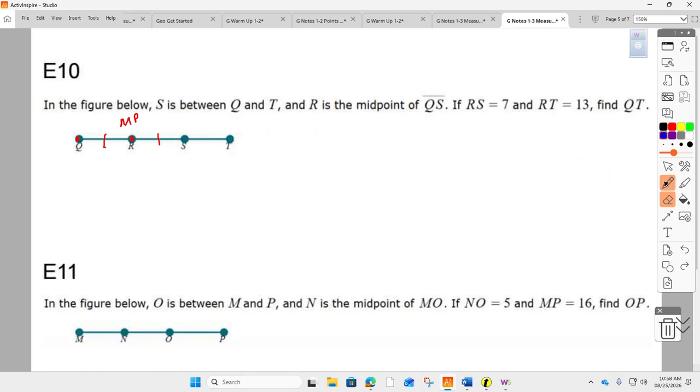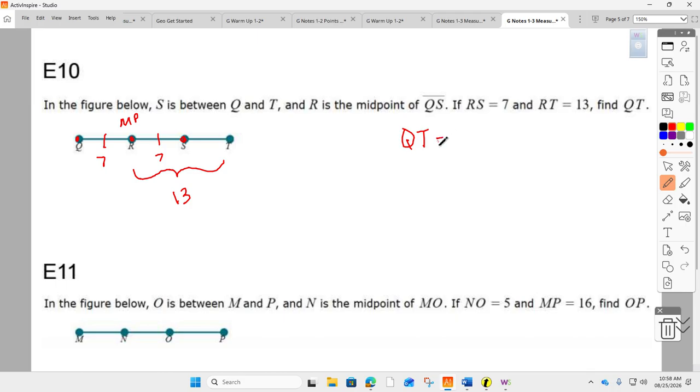All right, now it says that RS is 7. If RS is 7, how long is QR? 7, right? We've marked them. They're congruent. This is the midpoint between Q and S. So if this is 7, then this has to be 7. Are you with me, Ethan? Okay. And the last thing it tells us is that RT is 13. So from here to here is 13. They want us to tell them the distance between points Q and T.